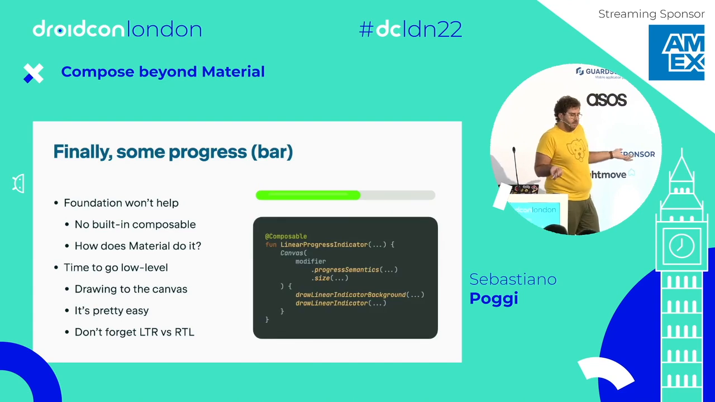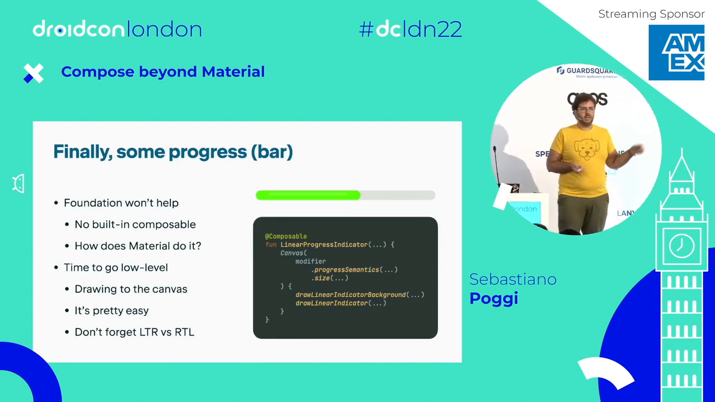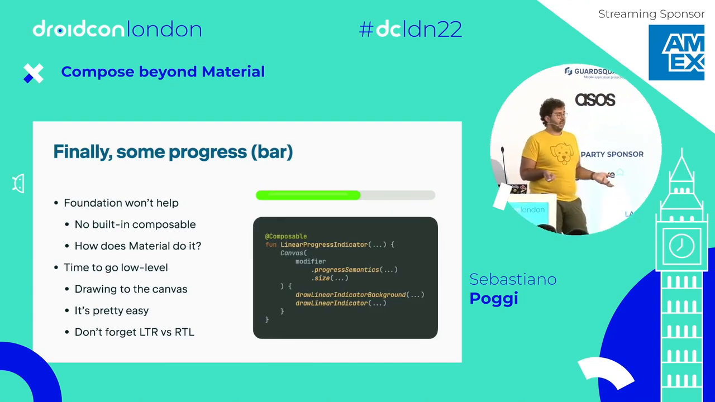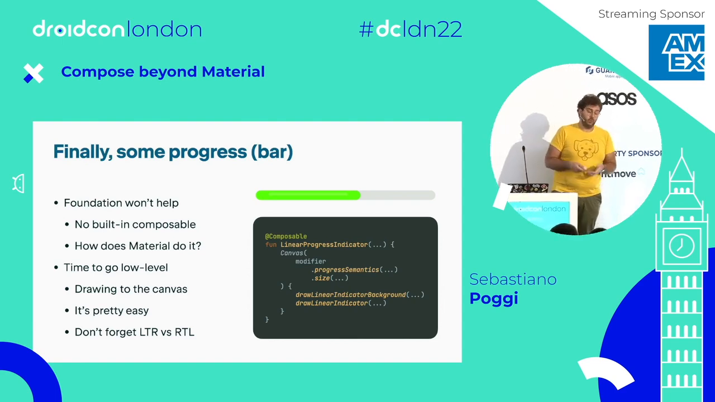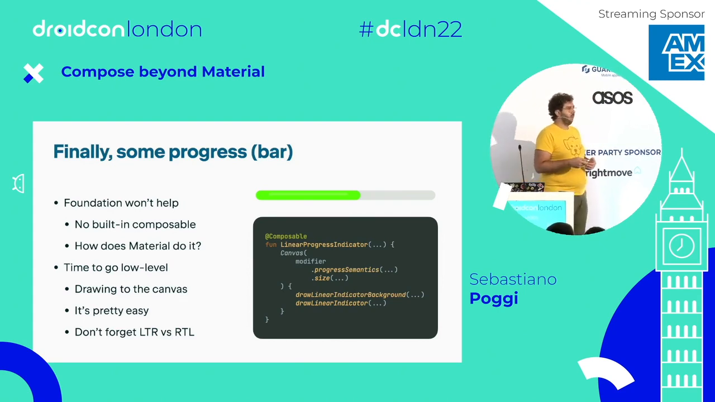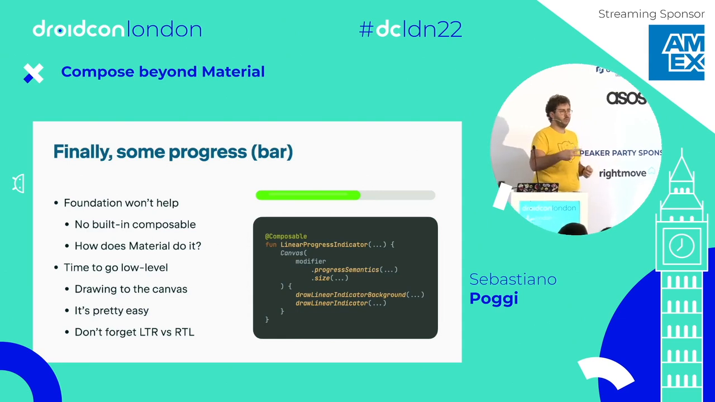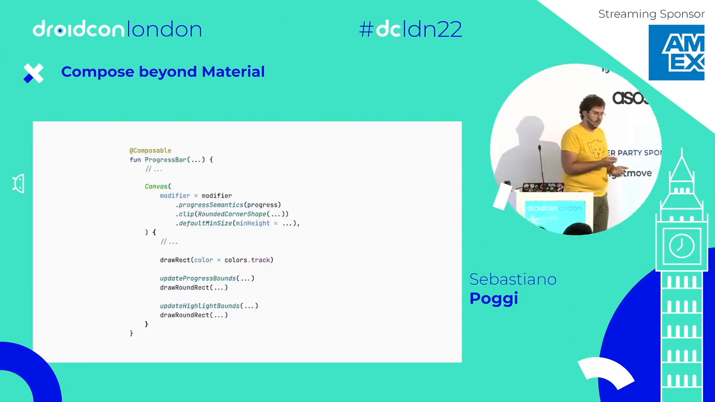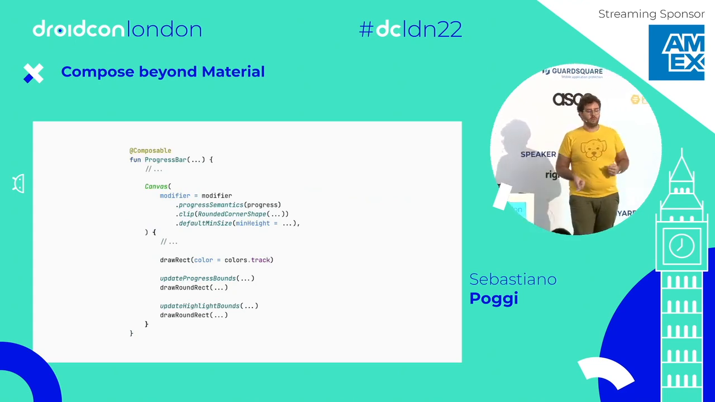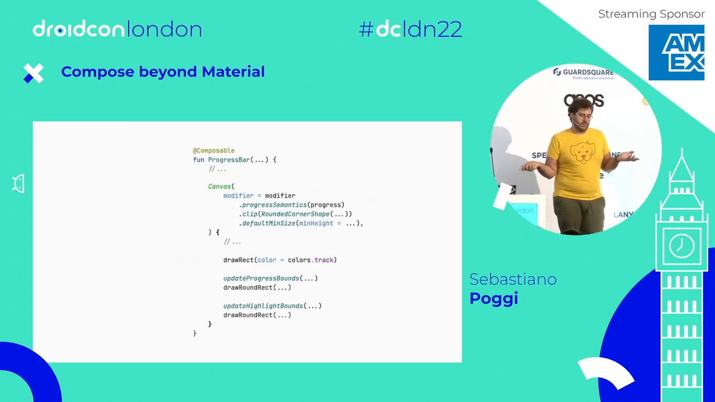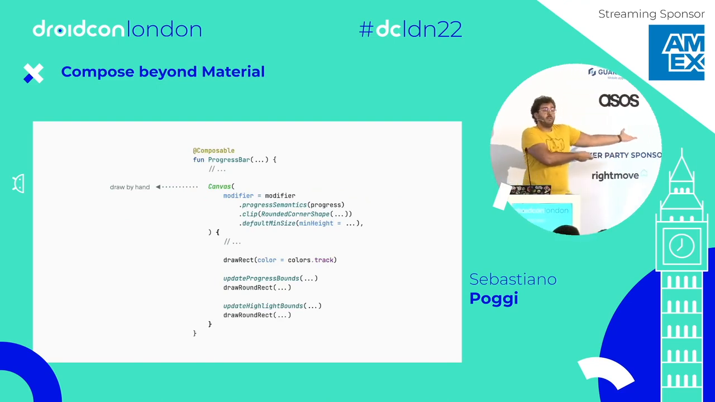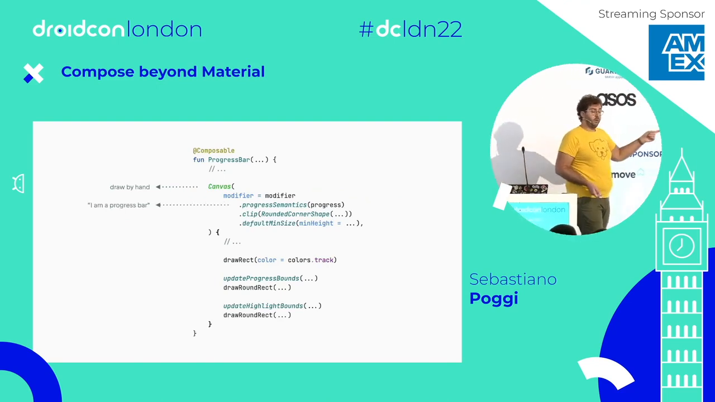That's okay. The Material one doesn't have the highlight stuff, but the basic idea is that it's a canvas composable. That is a way you can draw to the canvas, obviously. And there's a few modifiers that are useful for us, and then essentially there's two calls, one that draws the background and one that draws the bar. That's fairly easy, right? So if I were to create my own progress bar, what I would do is I would put a canvas composable. I would put a progress semantics.